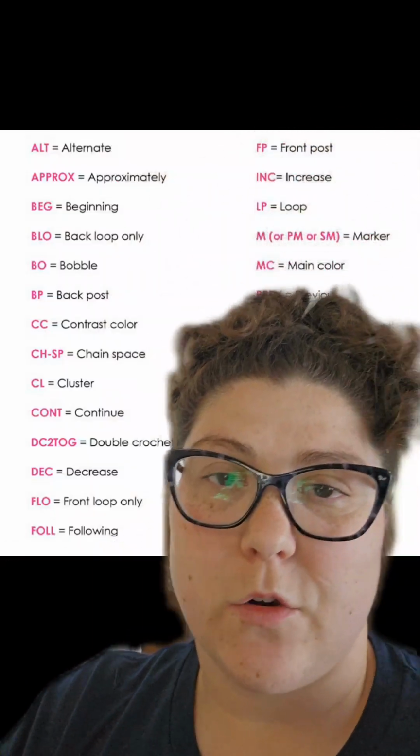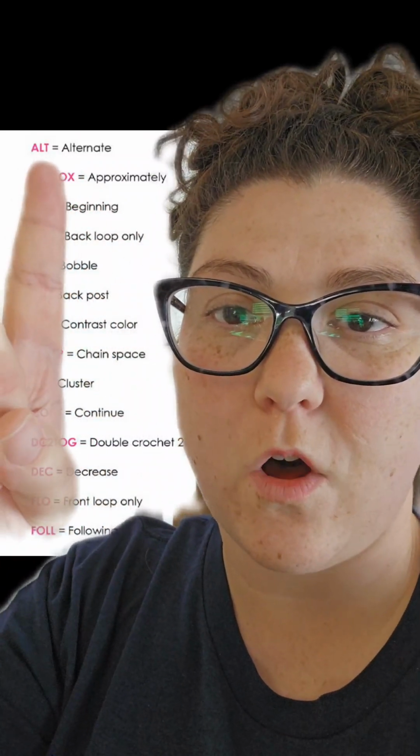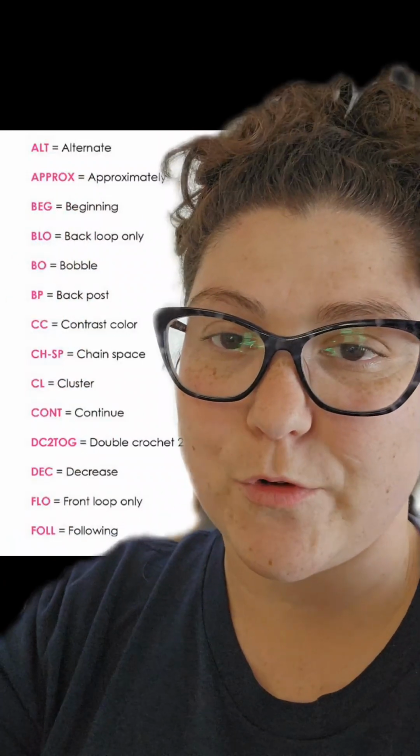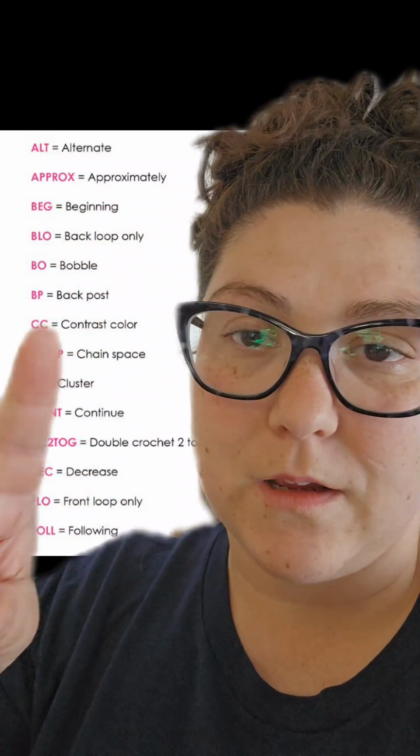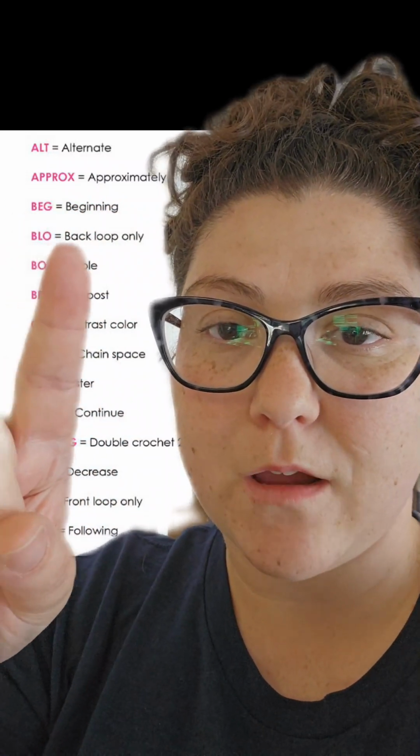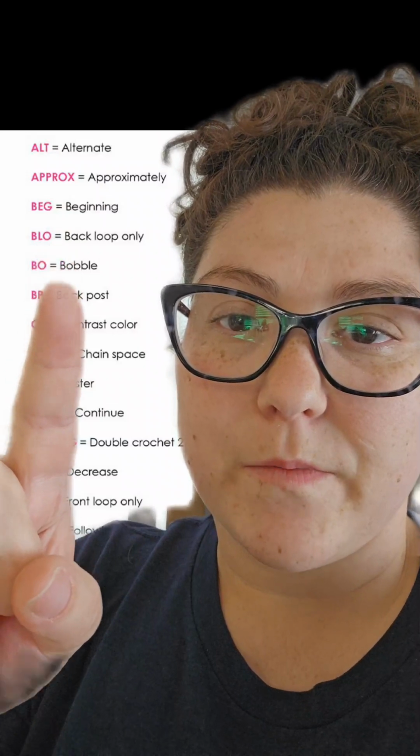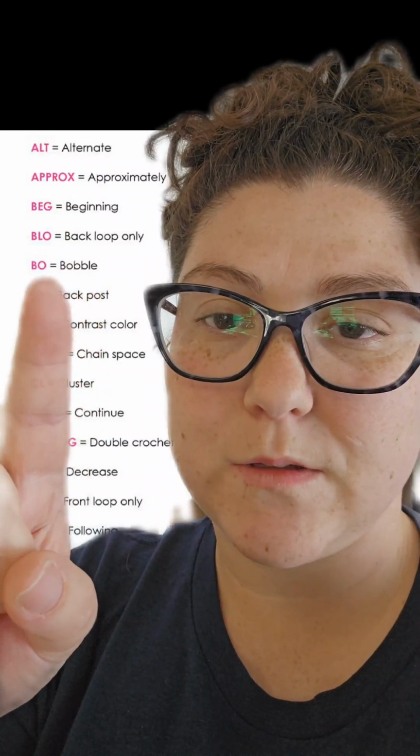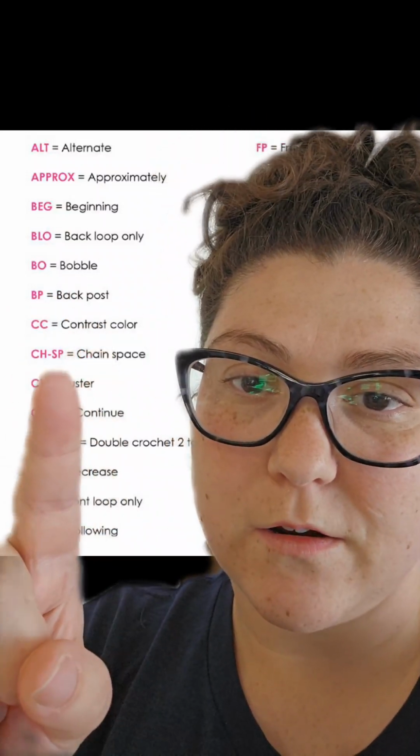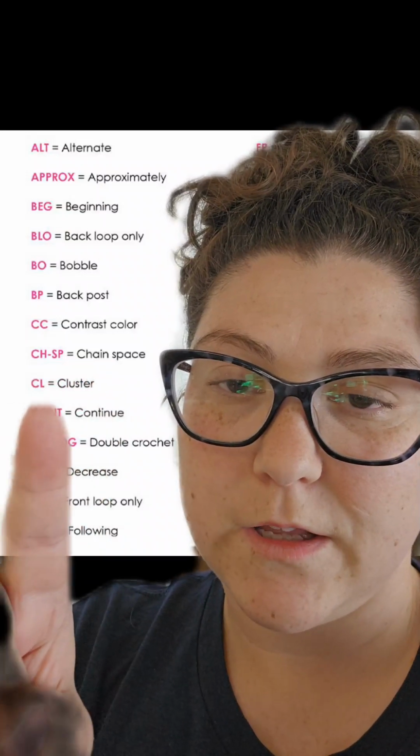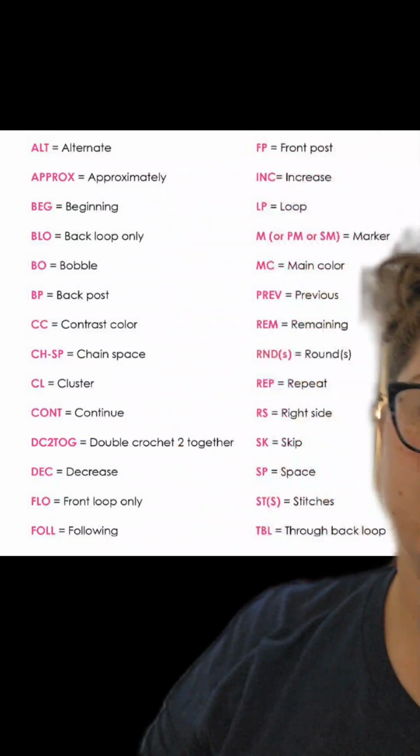Okay, so here's another version. It's just a bunch of different abbreviations I'll go over. Alt, alternate, so that's just like a second option usually. Approx, approximately, usually that's used with how many rounds you might need. Beg stands for beginning. BLO, back loop only, which we can go over in another video. I've kind of gone over it in a few other things. And then we have a bobble stitch. Sometimes this is BBL too, by the way. BP, back post, CC, contrast color, chain space, cluster. Now I'm going to show you this whole thing without me on it, and you can pause to read them.